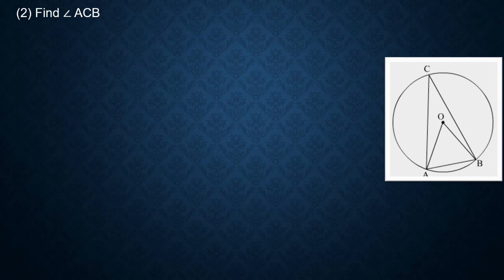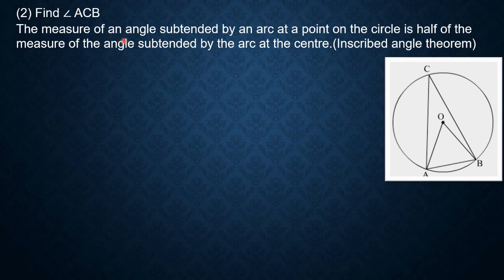Second, they have asked to find out angle ACB. The measure of an angle subtended by an arc at a point on the circle is half of the measure of the angle subtended by the arc at the center. This is the inscribed angle theorem. So the inscribed angle theorem says that the inscribed angle will be half of the measure of the arc that it subtends. So in this case, angle ACB is an inscribed angle and that will be half of arc AB.